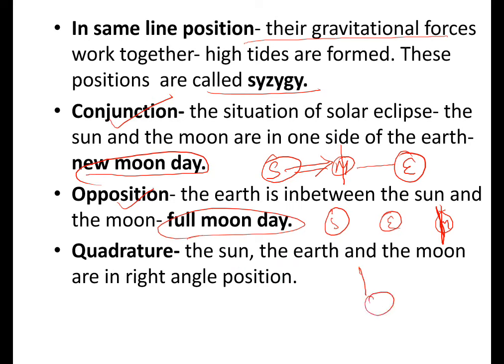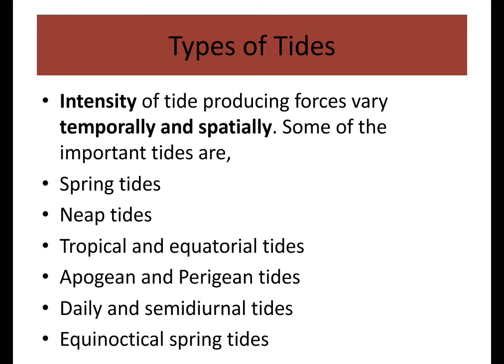And quadrature: the sun, earth and the moon are in a right angle position with respect to earth. So this is the earth, this is the sun and this is the moon. Like this it will be in the right angle position, or perpendicular to each other.